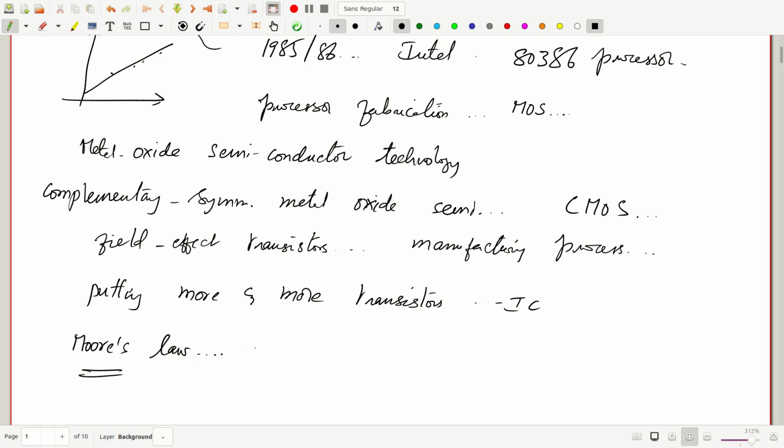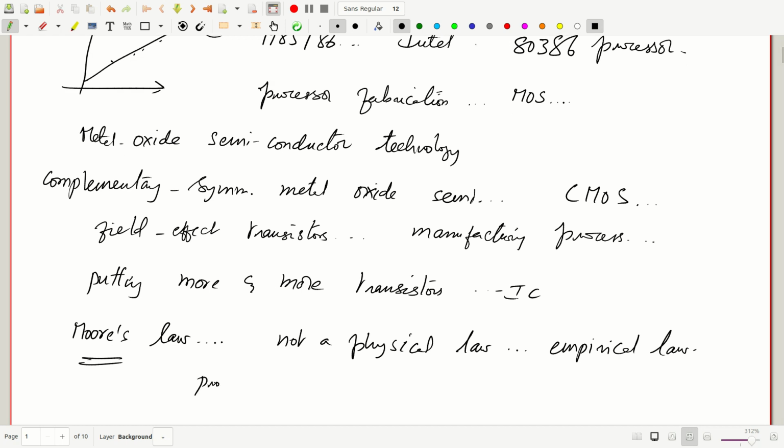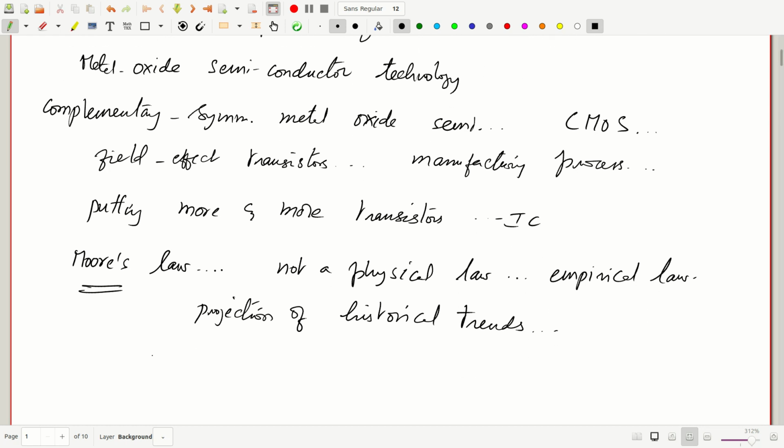Moore's law is not a physical law like Newton's law. Rather, it is an empirical law that is based on projection or extrapolation of historical trends. So it is basically just a projection of historical trends that was observed and proposed by Moore.